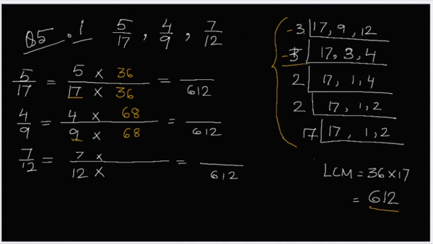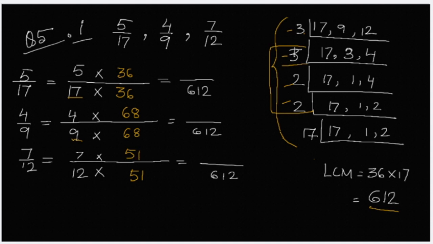Then 12 into how much is 612? Now how to find out that one? See, let us make 12 from here. 2 2s are 4, 4 3s are 12. So these three numbers make up 12. So what is left? 17 into 3 is left. So 3 into 17 is 51. So this will be 51. So this one also has to be 51.